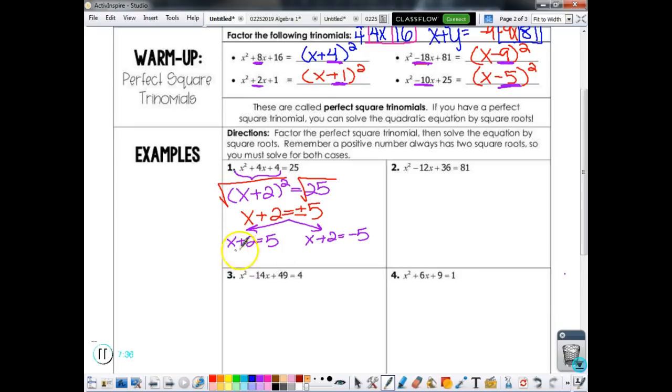How do I solve for x here? So I want to get x by itself, so I'm going to subtract 2 on both sides. So then this becomes 5 minus 2, which is what? So x equals 3. And then now I'm going to subtract 2 for this one as well. So x equals, what's negative 5 minus 2? Negative 7. So that means my two solutions are negative 7, comma 3. Does that make sense?